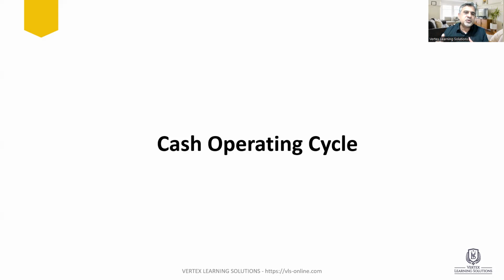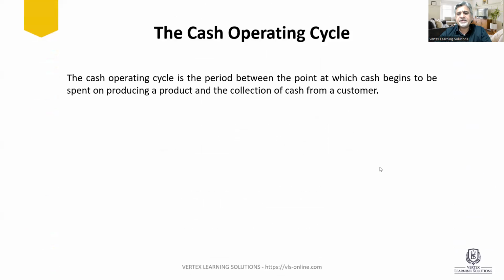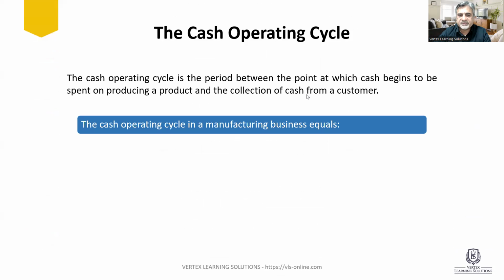So a longer cash operating cycle means more finance costs, and of course it's an expense and we want to reduce it. This is the concept of cash operating cycle. Cash operating cycle is the period between the point at which cash begins to be spent on purchasing a product and the collecting of cash from a customer. So the time difference between these two events.